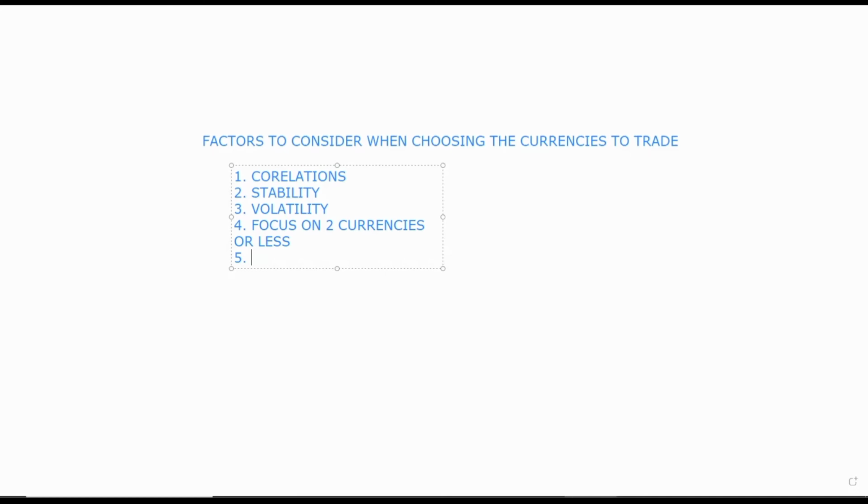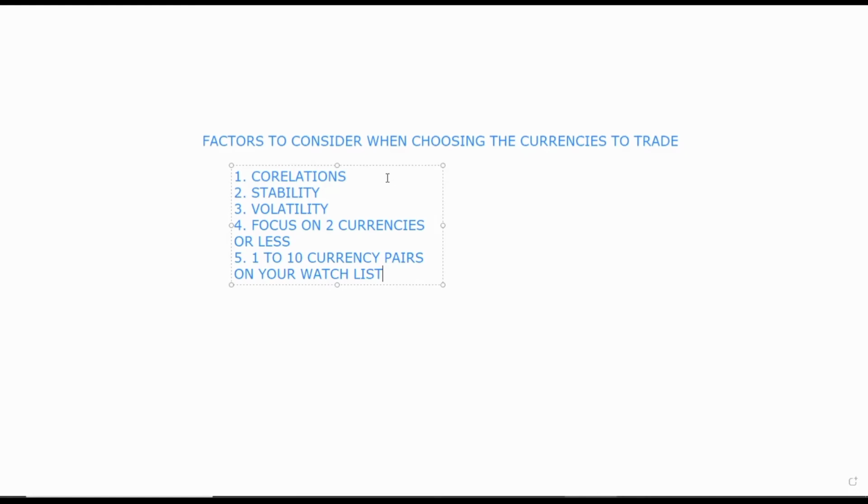Okay, another factor, which is the last factor we'll be talking about today, is don't have more than 10 currency pairs on your watch list. Ensure that you don't have more than 10 currency pairs on your watch list. Let's say you're trading the Euro and the NZD. Ensure that maybe you're trading just 5 Euro pairs, 5 NZD pairs. It shouldn't be more than that.